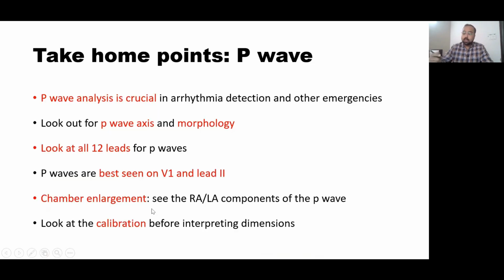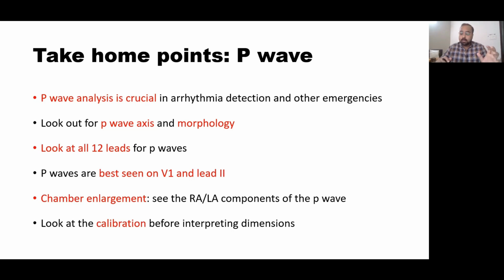So the take-home point is that P wave analysis is very much crucial for arrhythmia detection and for many other emergencies. Looking at the P wave morphology and the axis are very important. You have to determine whether the origin of the P wave is sinus or a non-sinus one. So the P wave is best seen in lead V1 and lead 2, but you should look at all the 12 leads if you are not satisfied with the interpretation at these particular leads.